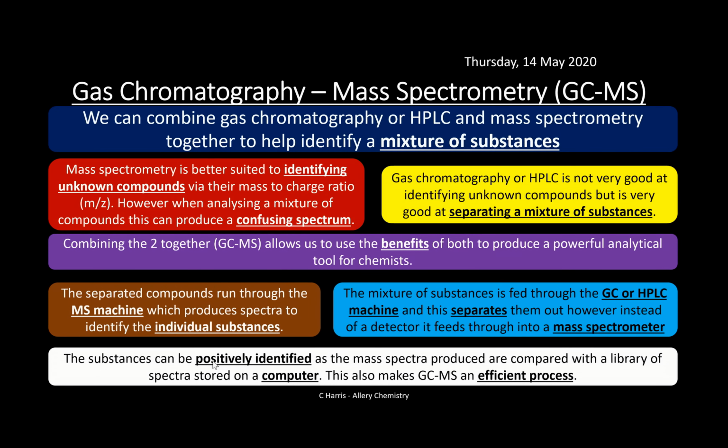And then the substances can be positively identified, as the mass spectra produced can be compared with a library of known stored spectra on the computer. So this makes it a really efficient process. Actually, the user may not even need to analyze the spectra. It literally just goes through, and the computer recognizes the spectra you've just done against a library of known ones, so that means it's much, much easier to do, isn't it?